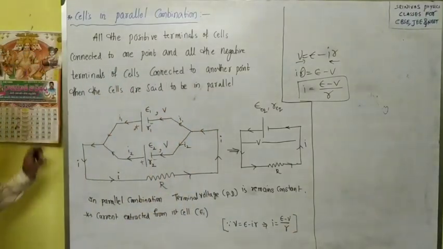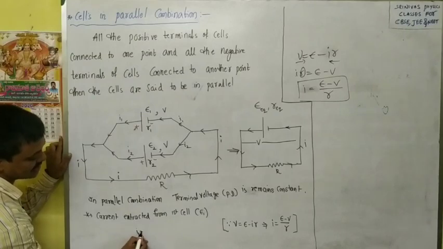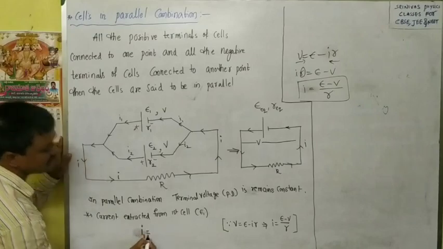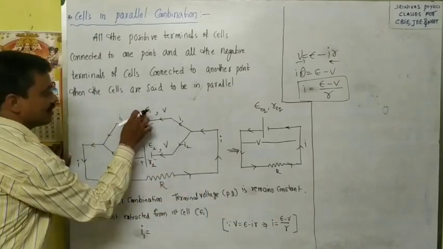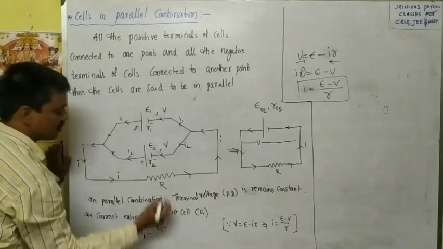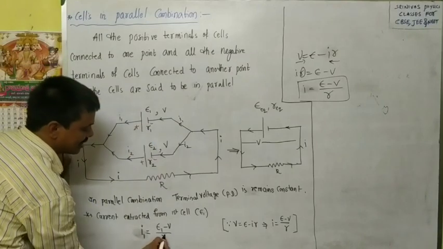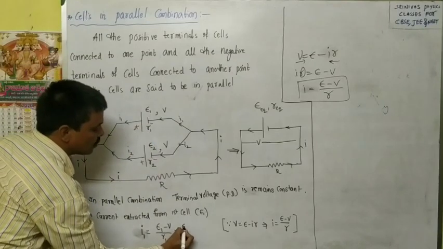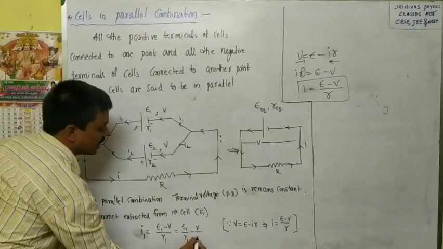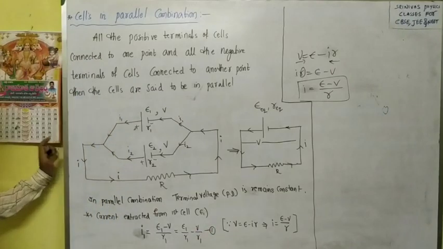Now, the current extracted from the first cell, instead of I we write I1. I1 is equal to, for the first cell, EMF is E1, potential difference across the first cell is V, and the resistance of the first cell is R1. We write this as E1 by R1 minus V by R1. This is equation 1. Understood?